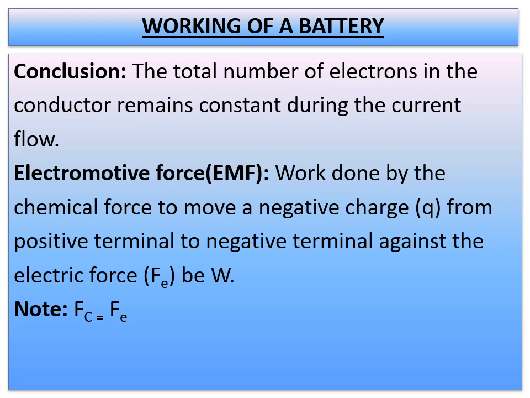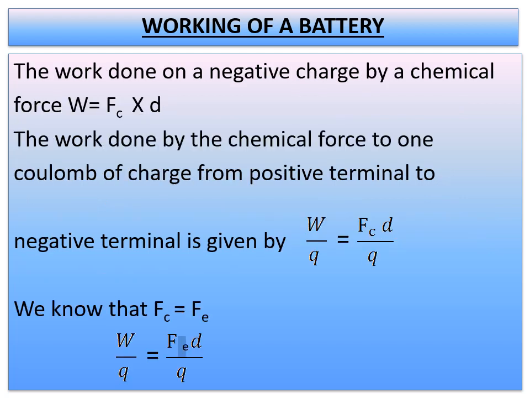Listen carefully, children. The work done by the chemical force to move a negative charge Q from the positive terminal to the negative terminal against the electric force Fe, let it be W, and we have to assume that the magnitude of the chemical force Fc is equal to the magnitude of the electric force Fe. Okay, now coming to the electromotive force, what is that? I already told you to remember that Fc is equal to Fe. The work done on a negative charge by the chemical force, W, is equal to Fc into D.